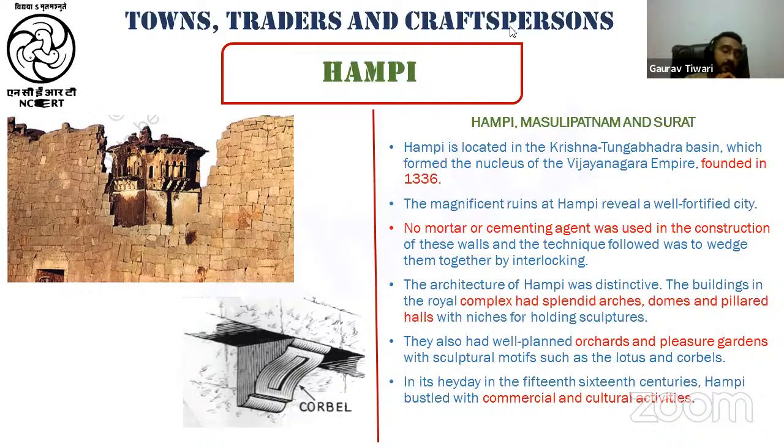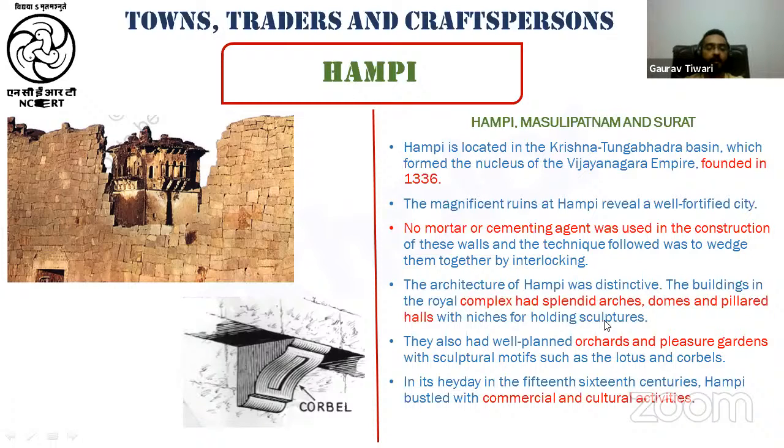Now, the architecture of Hampi was distinctive. Why? The buildings in the Royal Complex had splendid arches. You can see here too there are some splendid ones. They had splendid arches, they had domes, and they also had these corbels. What is a corbel? See, this is a corbel. Here also there is a corbel. A corbel is the fancy structure given underneath to support a protruding part; it is known as a corbel.